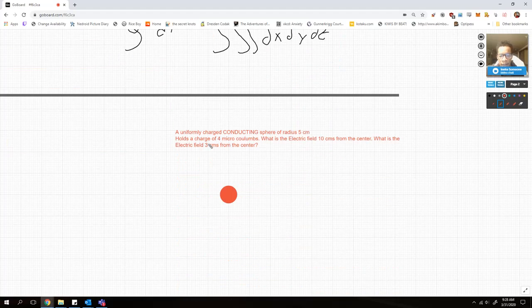So if I have a conducting sphere, what's important to know is where all my charge is located. The way a conducting sphere works is that the charges want to be on the surface of the sphere. So this thing has a charge of 4 microcoulombs, but all of my charge is located on the surface, something like this.